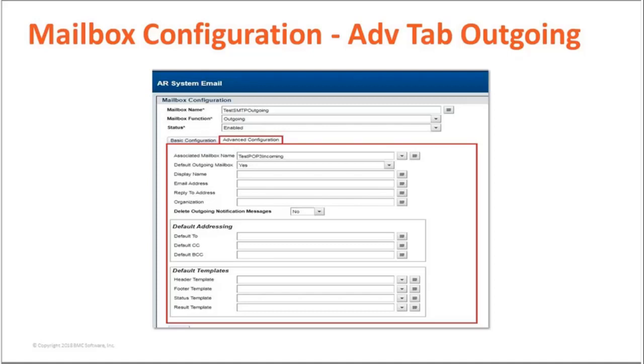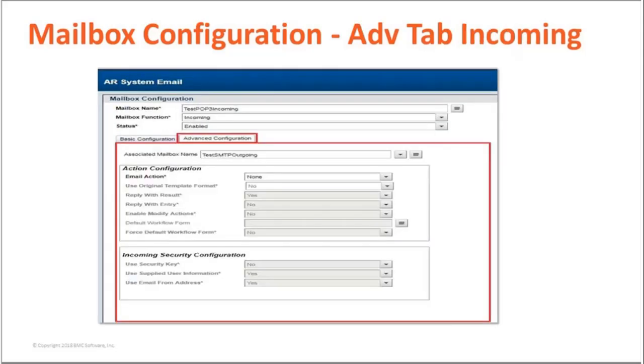The fields in the default addressing area can be used to specify default recipients, while the fields in the default template section can help you define the look and feel of email notifications. Templates can be used for various purposes, such as company branding, and can include graphic elements allowing for an even more customized email experience.